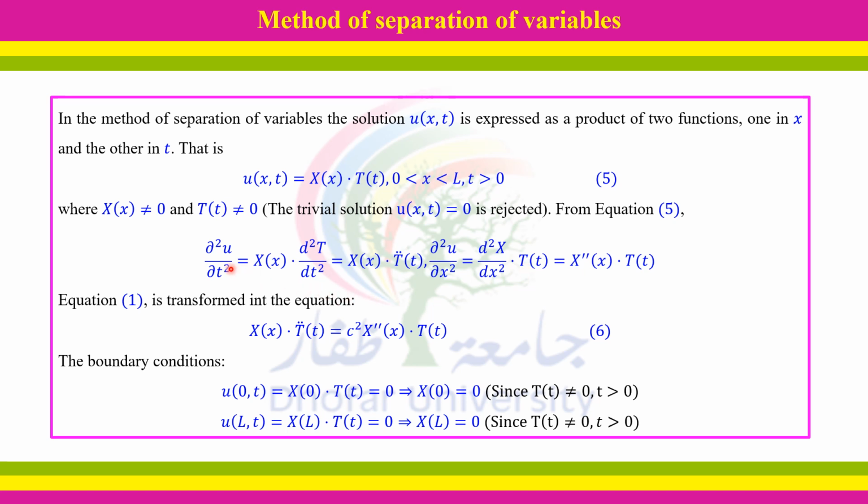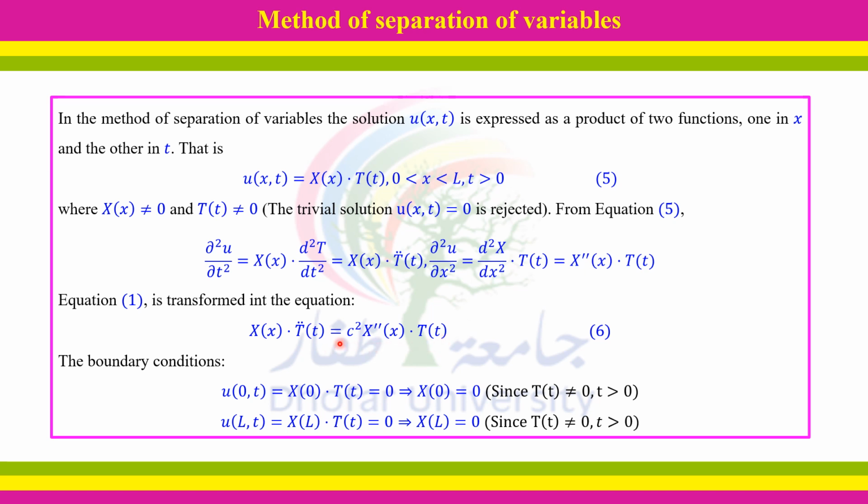If these forms of the second partial derivatives of u with respect to t and with respect to x are substituted in the wave equation, we will obtain this equation here: x of x times t double dot of t, which is written instead of partial square u by partial t square, equals c square times x double prime of x times t of t, which is written in place of the second partial derivative of u with respect to x.